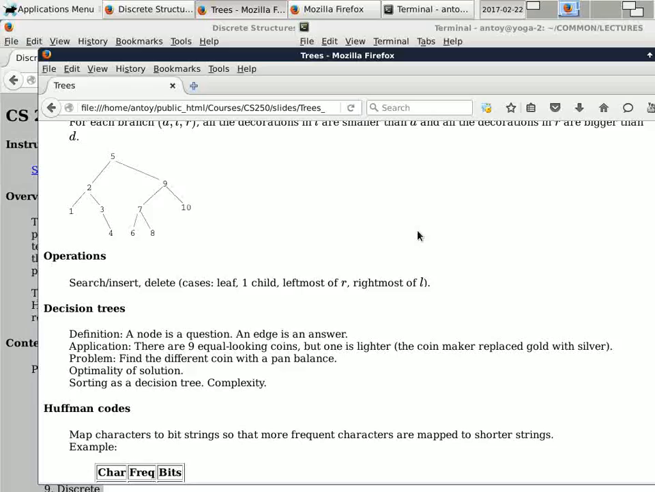So how do you find, I'll get to that. Very good question, by the way. So how do you find the largest in the left child or the smallest in the right child?